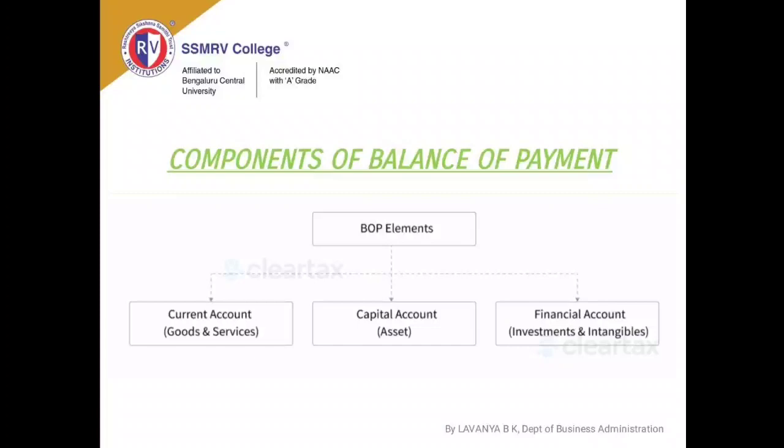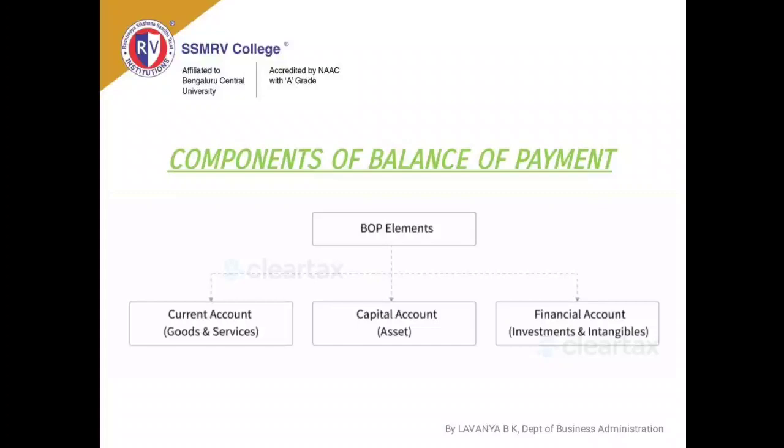So this inflow and outflow movement of current goods and services will be recorded specifically under the current account. This account covers all the receipts and payments made with respect to raw materials and manufactured goods. So this is a major chunk, the major classified account under a component of BOP.